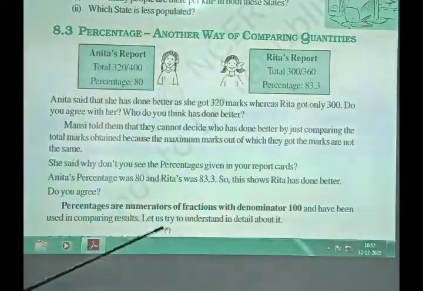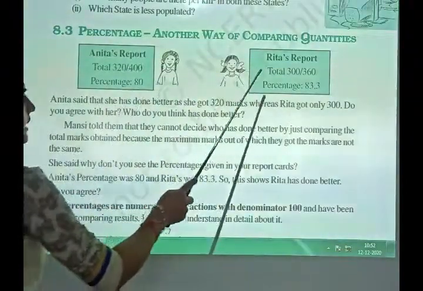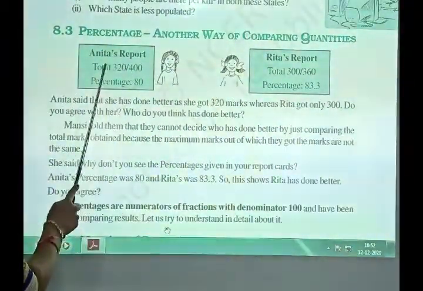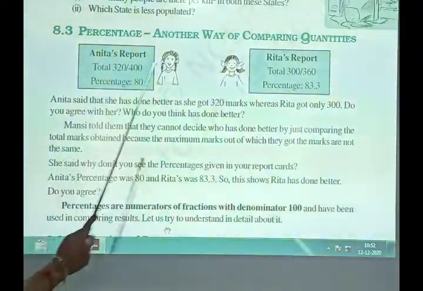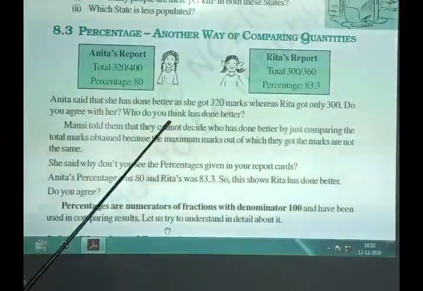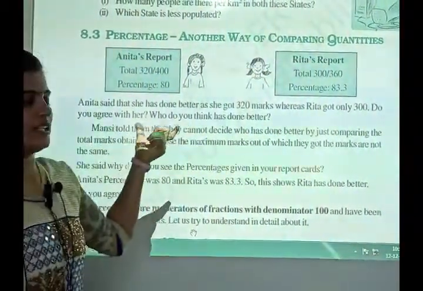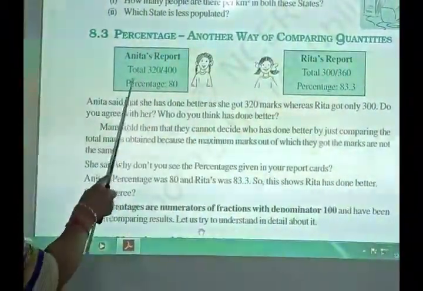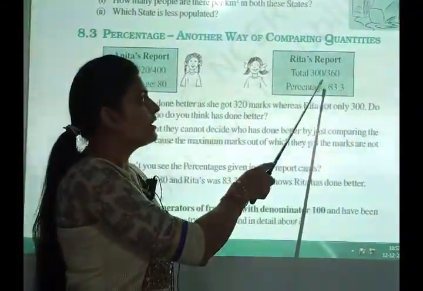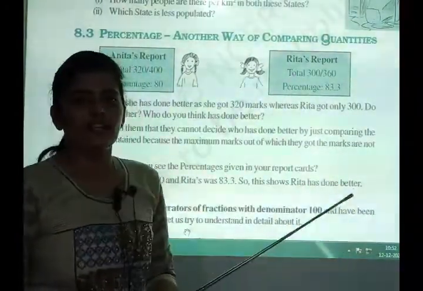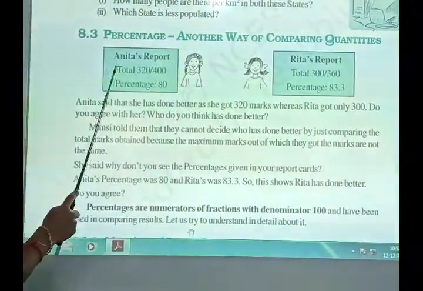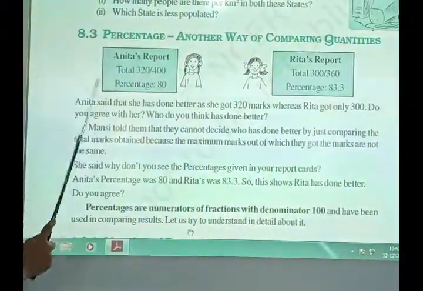In the percentage way. Now here Anita's report and Rita's report are given. Out of 400 Anita is getting 320 marks, and Rita is getting 300 out of 360. Directly, if we see the numerators, 320 is greater, so Anita's marks are more.